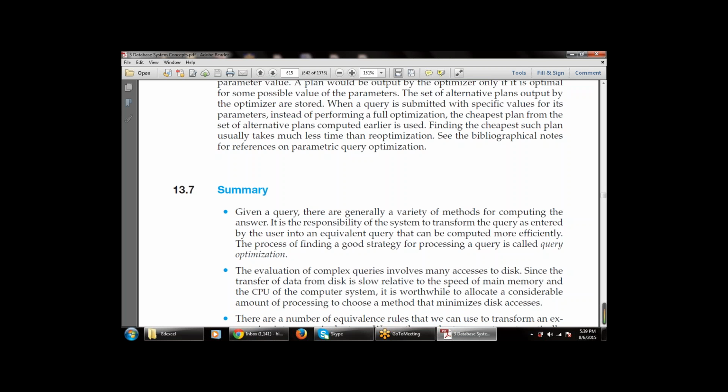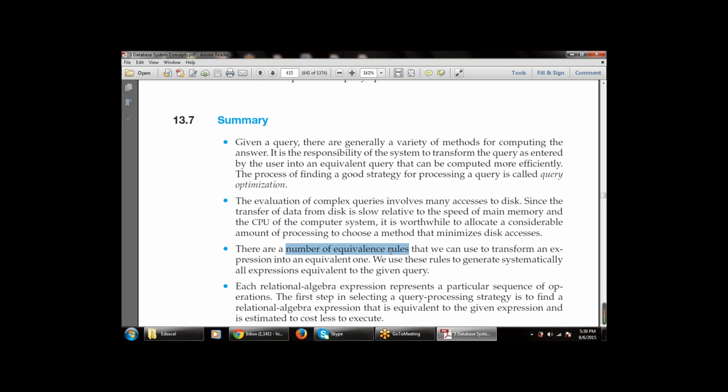Since the transfer of data from the disk is slow relative to the speed of the main memory and the CPU of the computer system, it is very valuable to allocate a considerable amount of processing to choose the best method that minimizes the disk access. The next is that there are a number of equivalence rules that can be used to transform an expression into an equivalent one. We have covered multiple equivalence rules in the chapter.